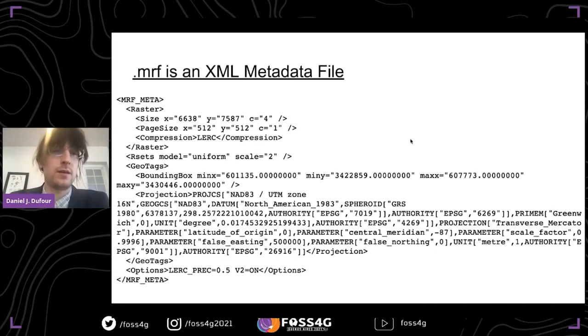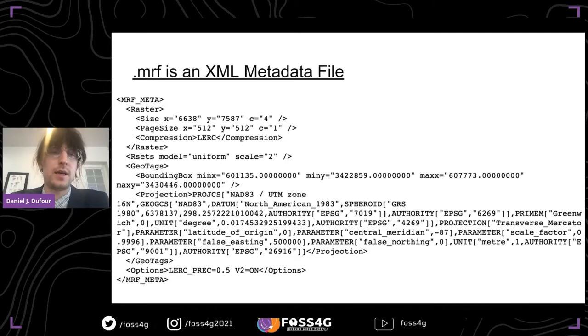The raster tag mentions size. So for X, that's going to be how wide your area is in pixels at the highest resolution. Y is going to be how tall your file is, or your area that you're looking at that's covered by your MRF. In C, I don't know why it's called C. I've interpreted that as the number of bands.